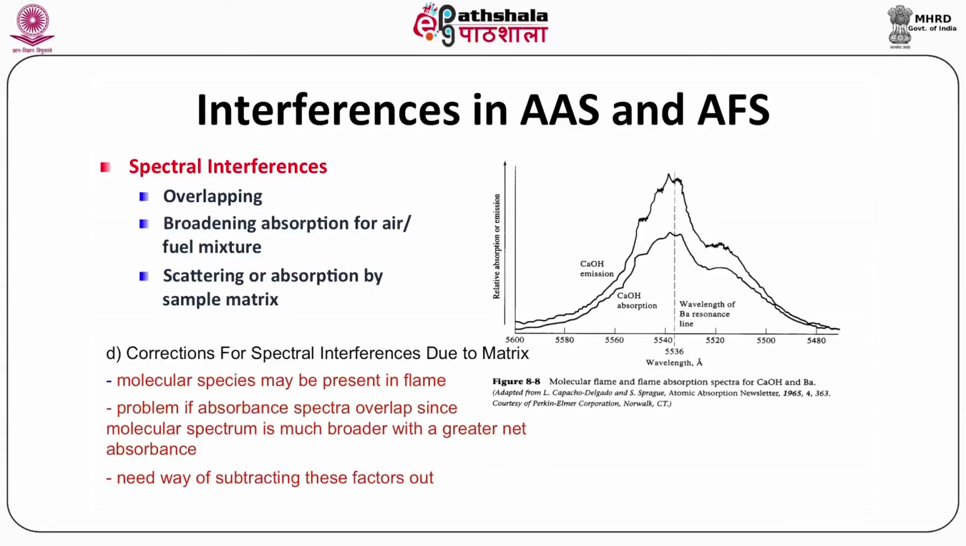We discussed the interference in atomic absorption spectroscopy and atomic flame spectroscopy. There are different types of spectral interferences, like overlapping, broadening, absorption by the air or fuel mixture, and scattering or absorption by the sample matrix. You can see here the absorption and emission interference of calcium hydroxide. Now we know how to correct the spectral interference due to the matrix. Molecular species may be present in the flame. It is a problem if the absorption spectra overlap, since the molecular spectrum is much broader with a greater net absorbance, and we need a way of subtracting these factors out.